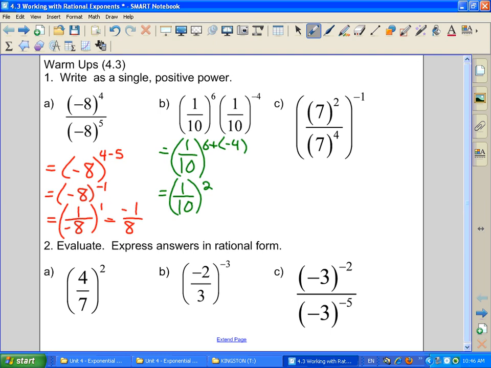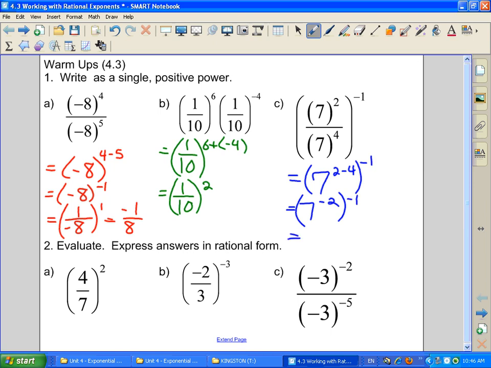All right, example C. Again, we have a base here of 7. We got to work inside the bracket, the big brackets first. So we're going to use our division law of 2 subtract 4, which equals 7 to the -2. I apologize, that's all raised to the -1. Okay, and then we're going to use power of a power law.